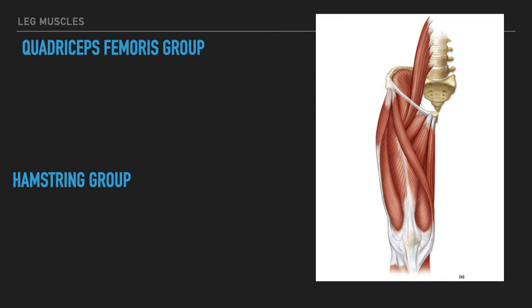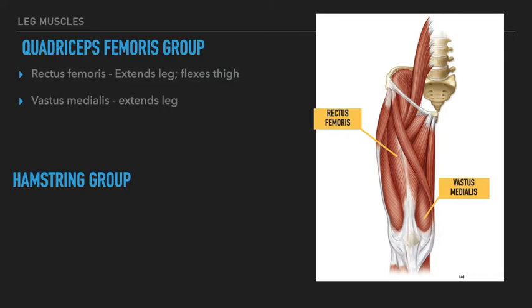Moving on to muscles of the anterior compartment of the lower leg. These are generally responsible for dorsiflexion, while muscles of the posterior compartment of the leg are typically responsible for plantar flexion. And then the lateral and medial muscles in both compartments can invert, evert, and rotate the foot. All right, so let's start with the quadriceps femoris group. This is going to include the rectus femoris, which will extend the leg and flex the thigh. The origin of this muscle is the anterior inferior iliac spine.